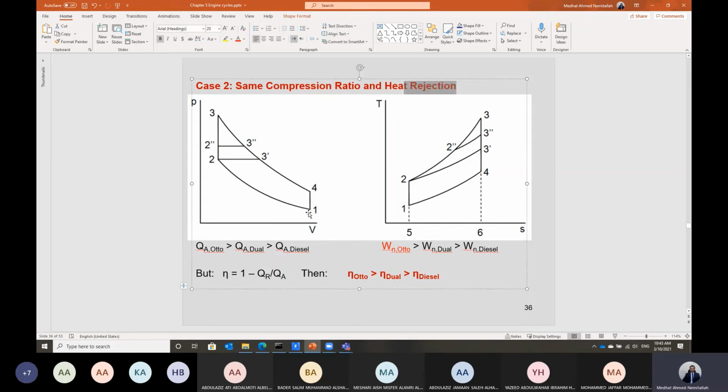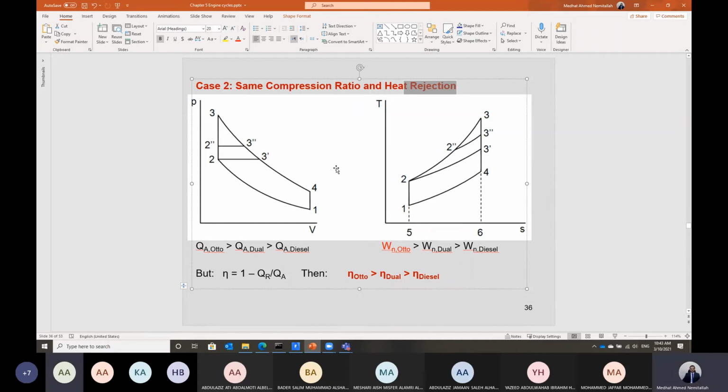But in the case of dual cycle, we have to compress until point 2, then from 2 to 2 double prime, this is the heat added under constant volume, and the other part will be the heat added under constant pressure, and then it has to expand following the same isentropic line to have the same heat rejected. But if you look at this cycle here, which cycle has the highest net work out for the same heat rejection?